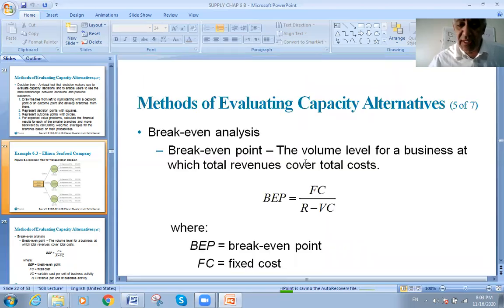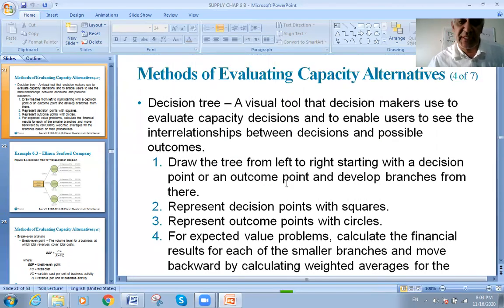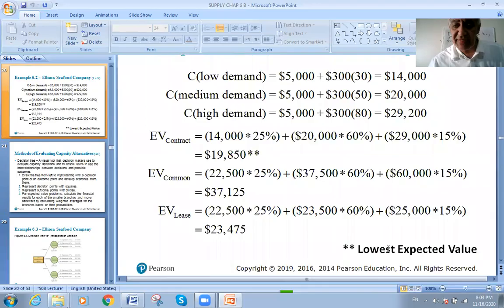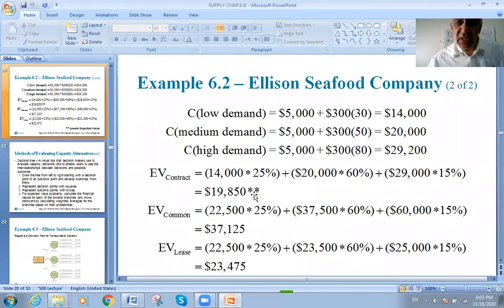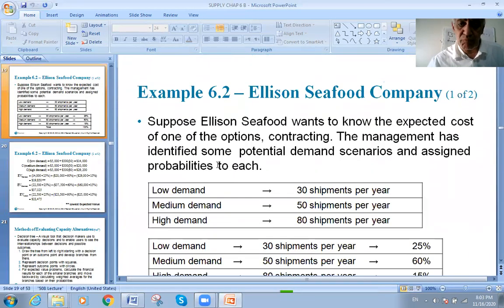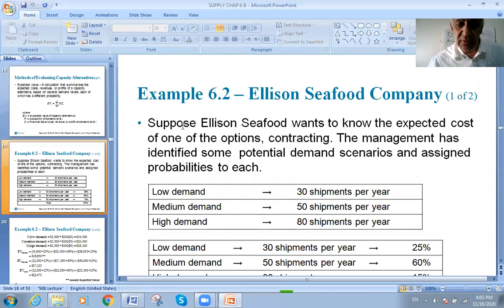So here we have demand outcomes. These will be results, so we will choose the highest one of them, or the lowest expected value, like this way. Let's see here how we'll formulate it. Okay, these are the rules and the formulas.